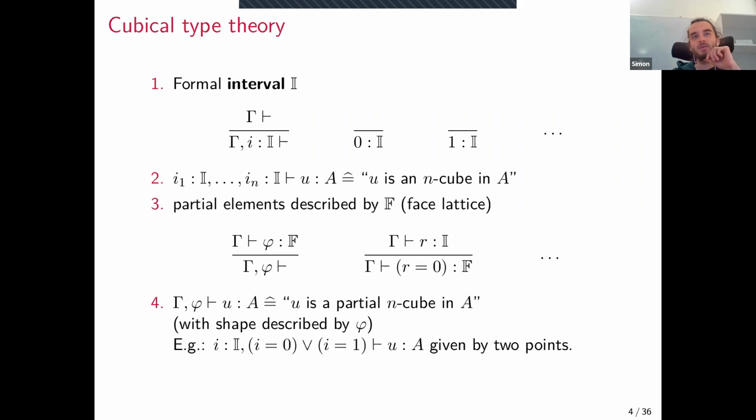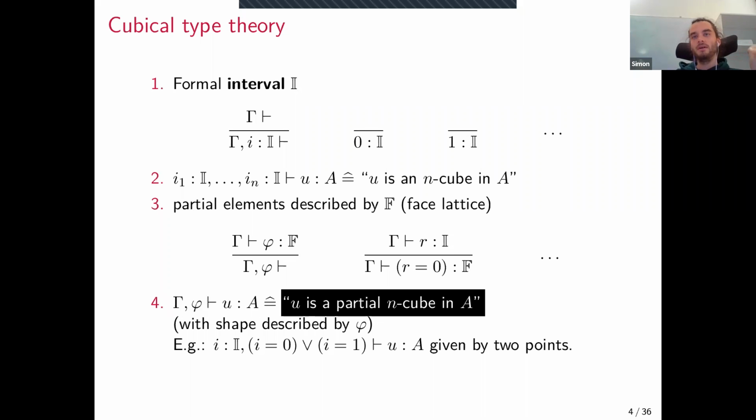And what this does is we have an operational context which, given a phi in F, allows us to restrict the context. And then we have certain things in this F. For example, we have the proposition r equals 0 if r is in the interval. And then there's difference. This is closed under disjunction and conjunction and so on. So this depends a bit on the variant of cubical type theory you're looking into, but there are several rules to introduce these Fs. And then a judgment in such a restricted context corresponds to a partial cube.